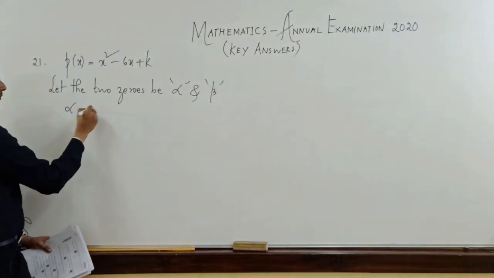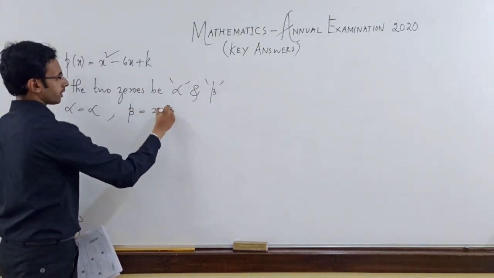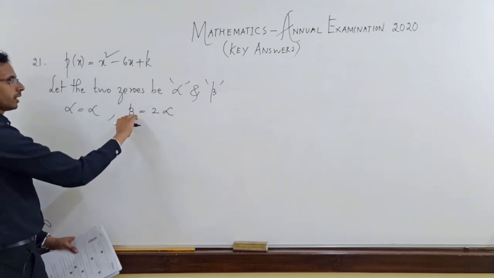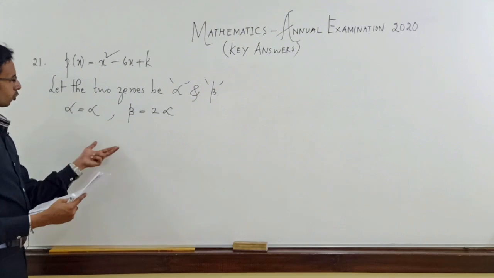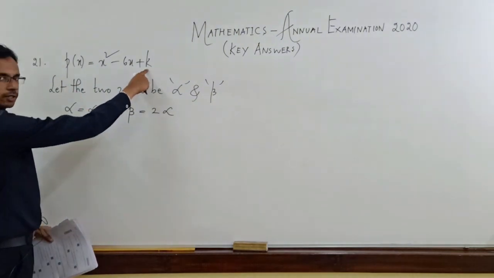So first root I'll keep as it is as alpha, but beta I will change it as 2 alpha, because they are saying one of the root is twice the other. One root will be double the other. If this is the case, then find what the value of k should be in this equation.